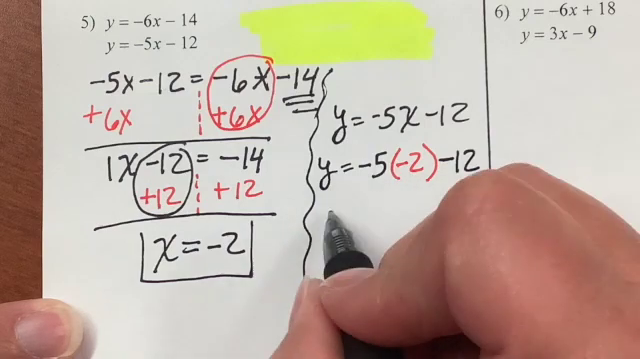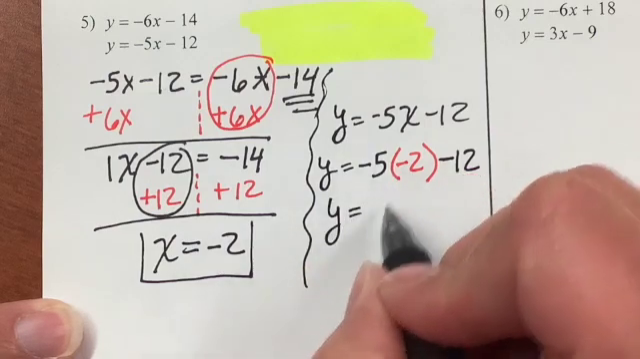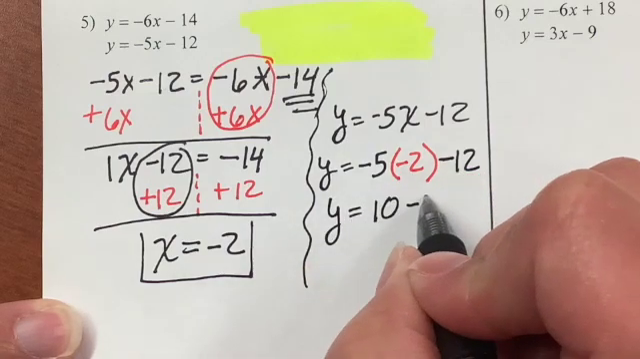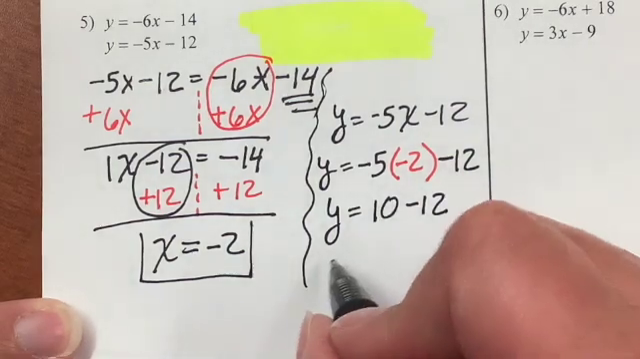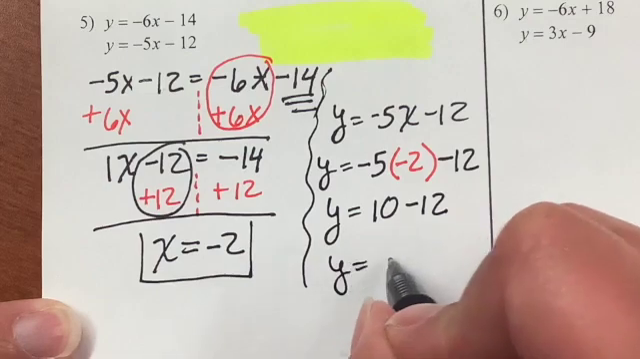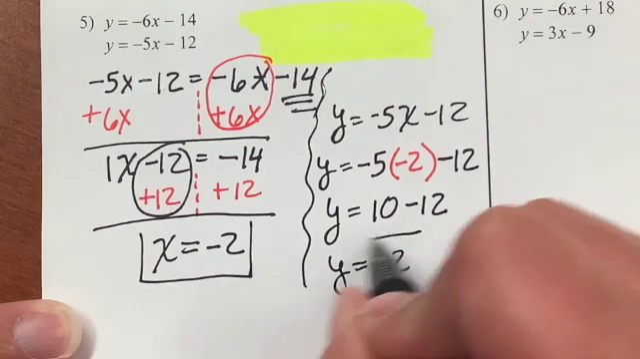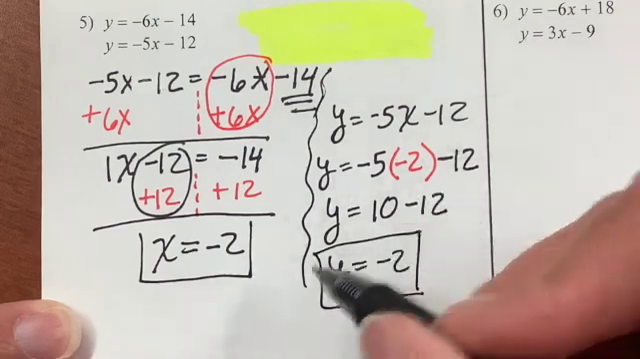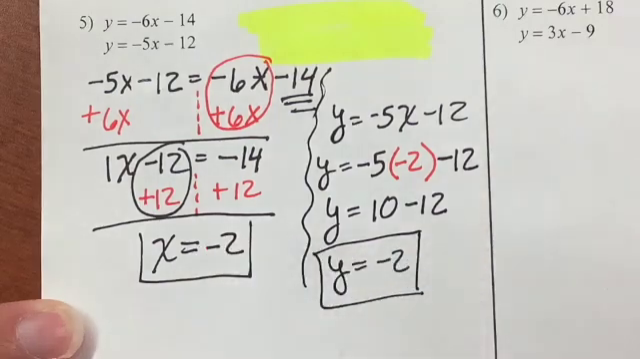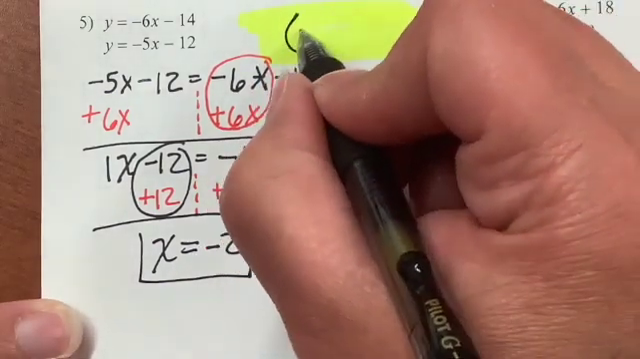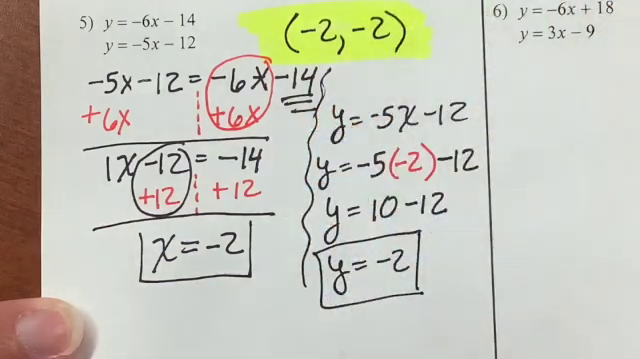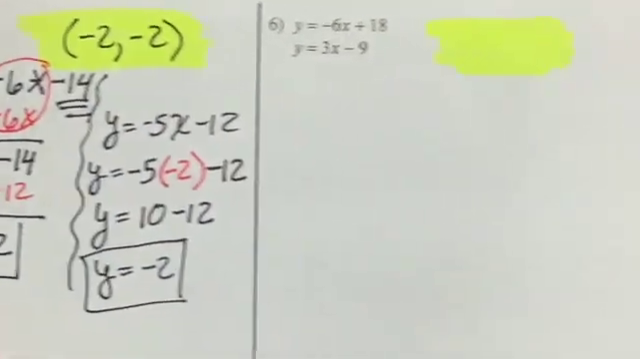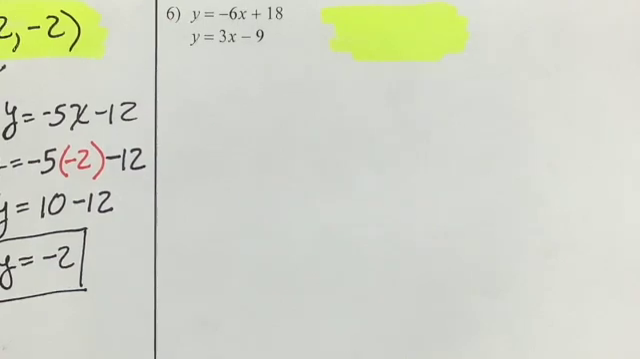Negative times negative is positive. 5 times 2 is 10. 10 minus 12 is -2. Again, I could do it on a calculator. You could ask Siri, or you could just know what you're doing here. So now I have x is -2 and y is -2, so that's what I'm going to put up here: -2, comma, -2. I'm done. On to the next problem.